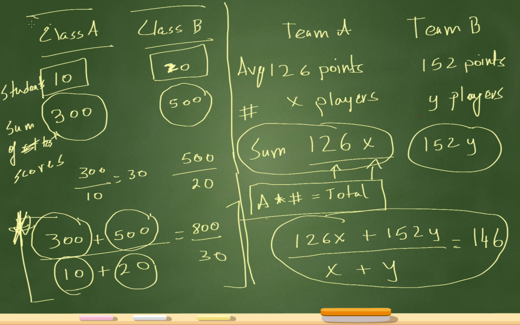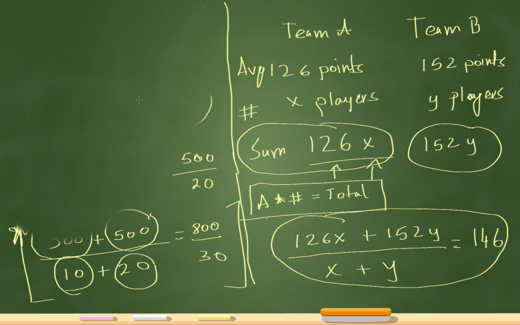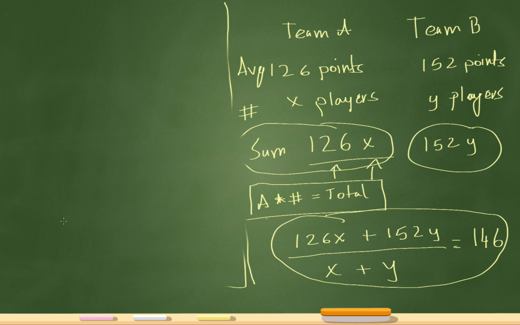From here, I'm going to take it to the left side. I'm going to erase this stuff on the left side. Let's make this size really big. And I'm going to get rid of all of this stuff. And let's get that pen back. So I'm going to rewrite that equation. I have 126x plus 152y divided by x plus y will give me the average of both the teams, which is 146. Again, this represents the sum, because if the average is 126 and there's X players, the sum will be the average multiplied by the number of things they are, which will be 126X. Same thing here, and divided by how many players there are in total.